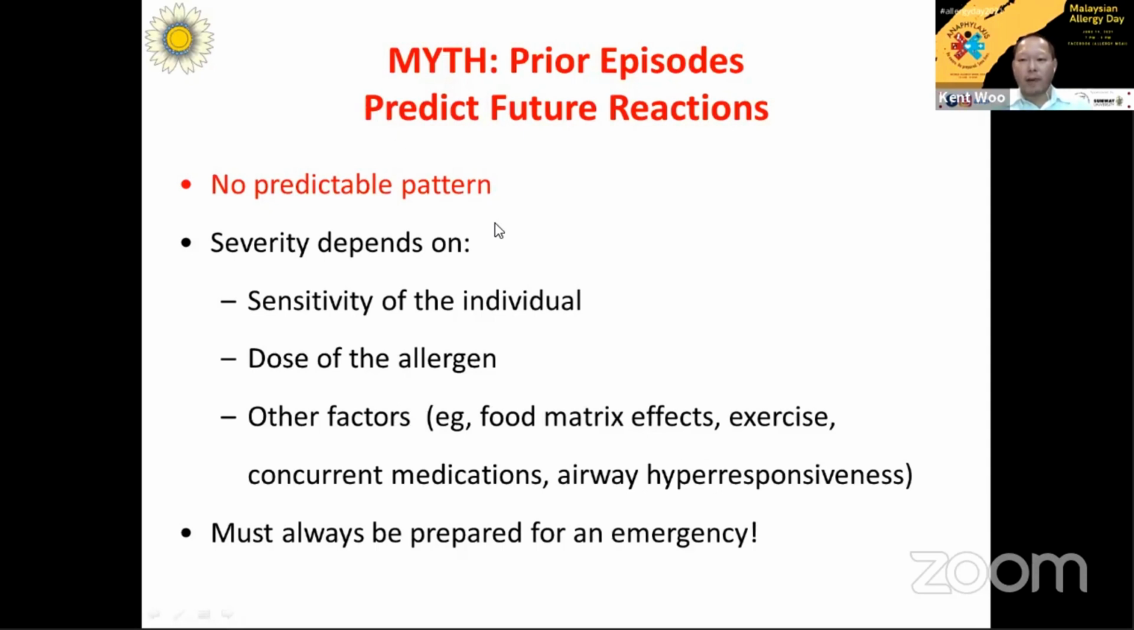In fact, food allergic reactions are very unpredictable because the sensitivity of the individual might change depending if they are healthy or sick, the amount that was eaten, other factors like asthma, taking any other medication such as painkillers. And you must always be prepared for an emergency if you have diagnosis of food allergy.